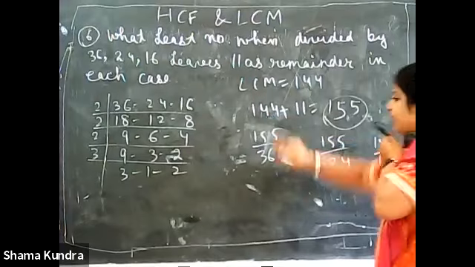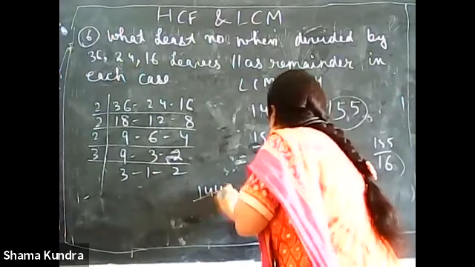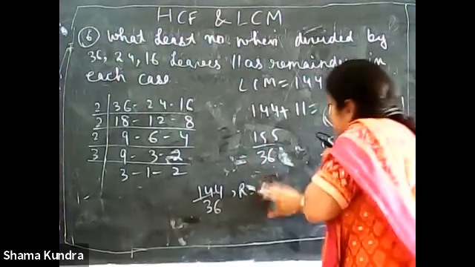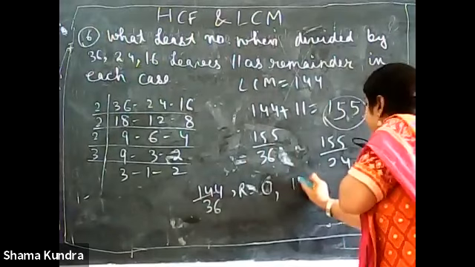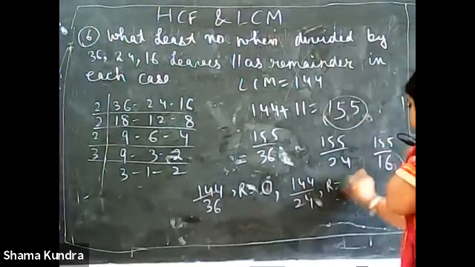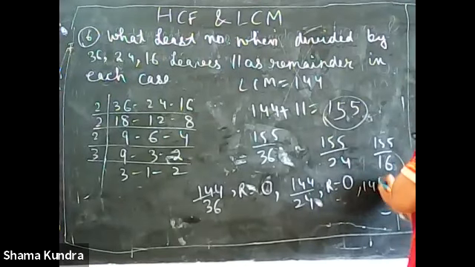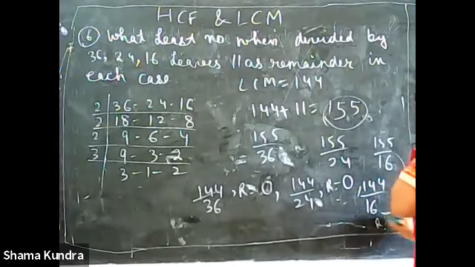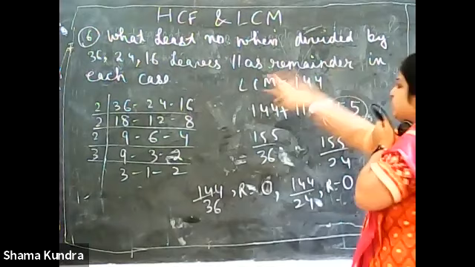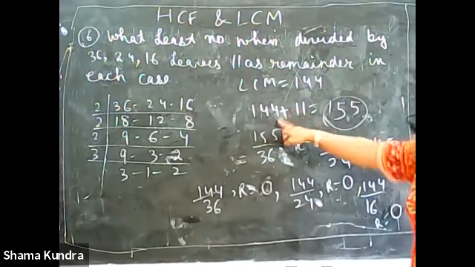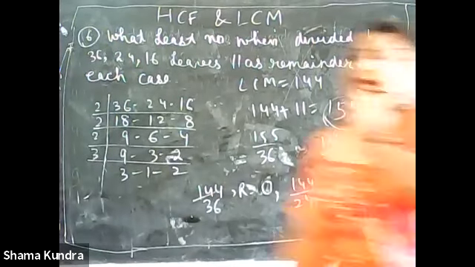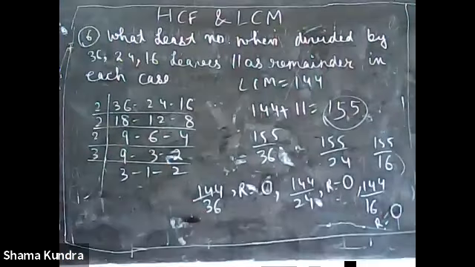But when we divide 144 with 36, the remainder is 0. When we divide 144 with 24, the remainder would be 0. 144 with 16, the remainder would be 0. But actually I want the remainder 11. So I have to add 11 at the end to the LCM. So our answer is correct. I hope it is clear to all of you.